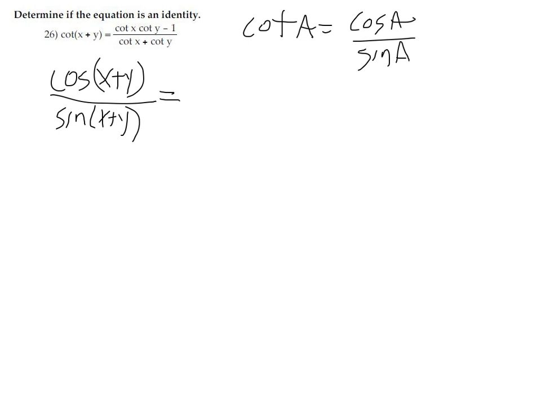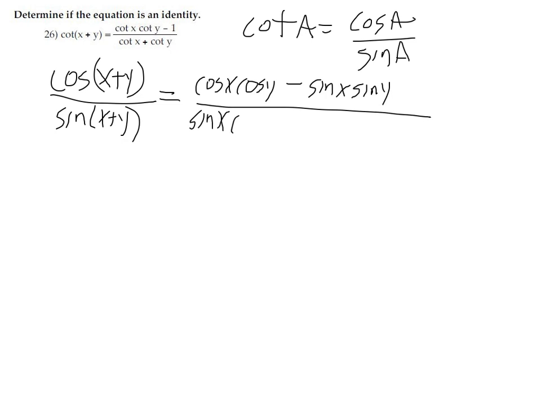Alright, the basic identities. Cosine of x plus y: cosine x, cosine y, opposite symbol, minus sine x, sine y. Denominator: sine x, cosine y, same symbol, plus cosine x, sine y. Alright, good. So at least we're now into things we recognize.